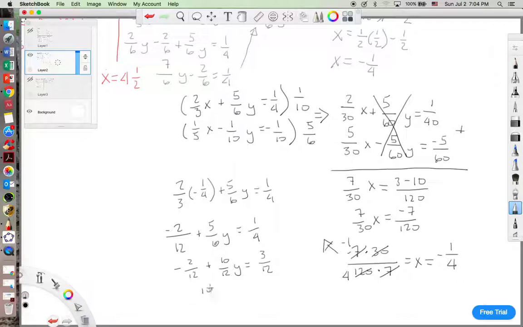Add that over to the other side, we'll get 10/12 y is equal to 5/12. Multiply 5 times 12, like that, and then divide by 10 over 12 times 10. These cancel out, and we get 1/2. Same as we got up here. y equals 1/2. Right, so either way, whether you're substituting or adding or graphing, you can find the solutions to simultaneous linear equations.